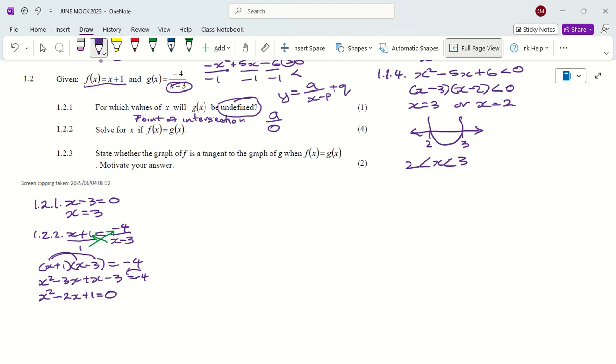Okay, sharp. Then we can factorize this. If you look at the factors here, this is going to be x minus 1 and x minus 1 is equal to 0. Can you see? This is the same thing, right? So we can say x is equal to 1. Very simple.